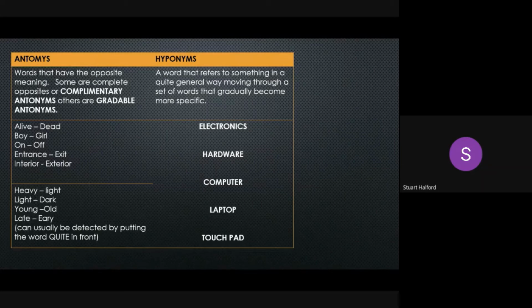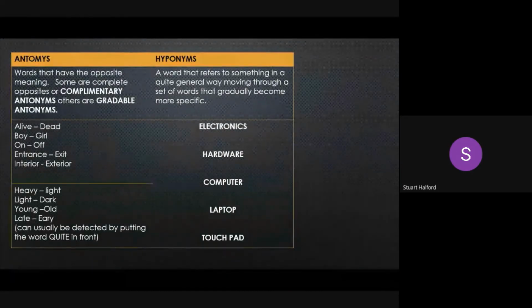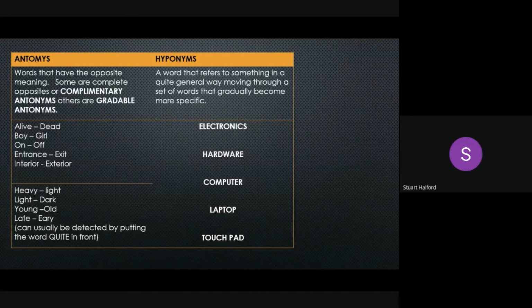And on to hyponyms then. A hyponym is a word that refers to something in a quite general way, and then we move down through a set of words to become much more specific. I've given the example here of electronics. Electronics refers to quite a broad range of practices and objects. And within electronics, we have electronic hardware, and we can have white goods such as dishwashers, fridges, etc. Similarly, we can have electronic communications hardware such as computers. So we've broken it down even further.